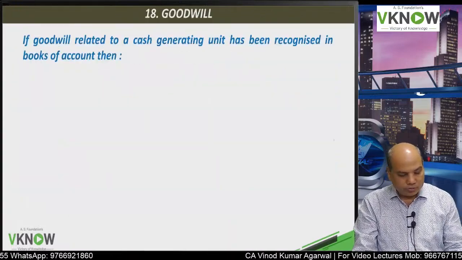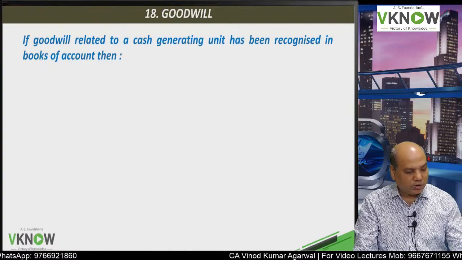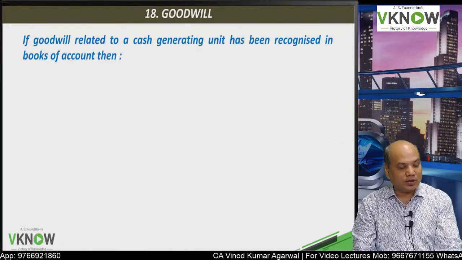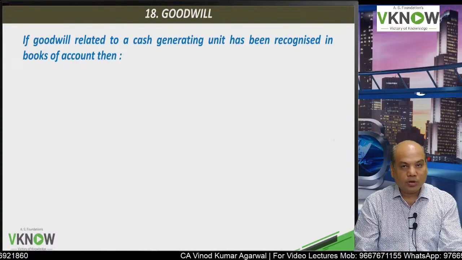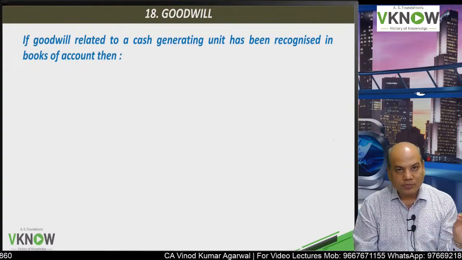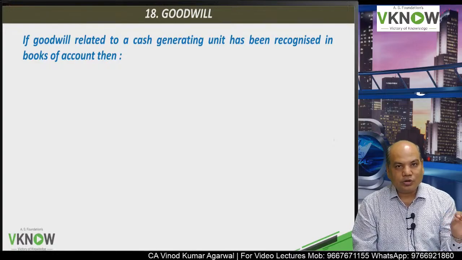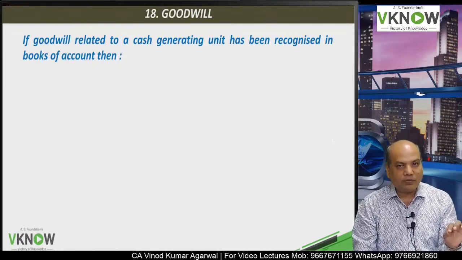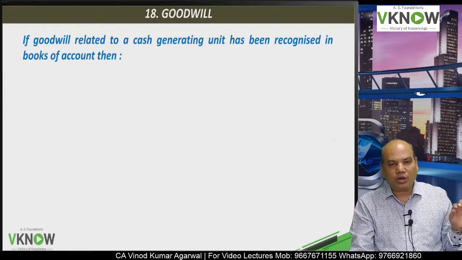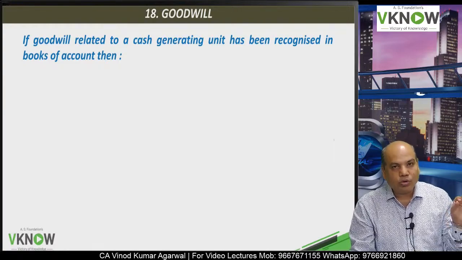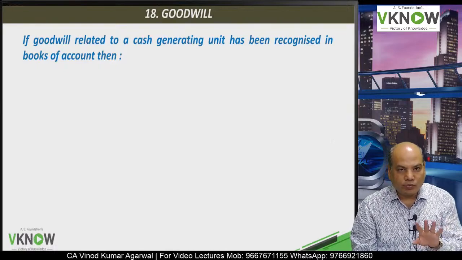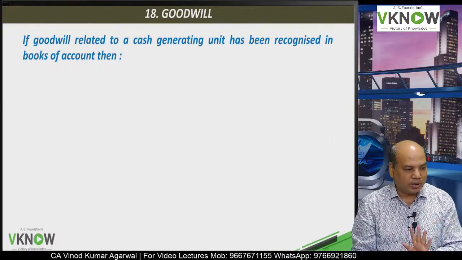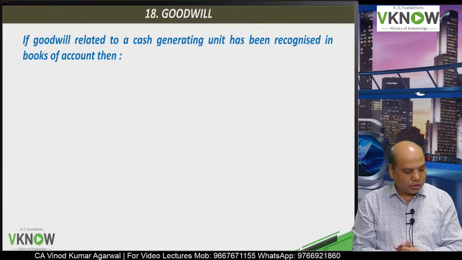Please read the answer on your own. I have given the answer in the notes. You can find the answer in the study material also. If CGU is not impaired, the asset is also not impaired. However, one may think about revising the scrap value or the useful life of the asset for which you have got the indication of impairment. Now next is goodwill.